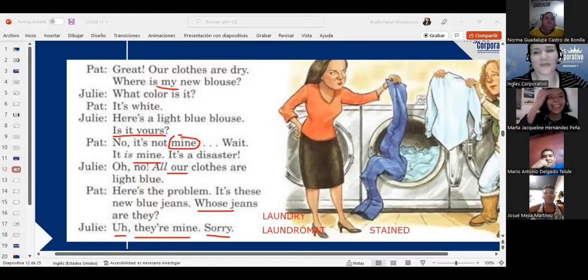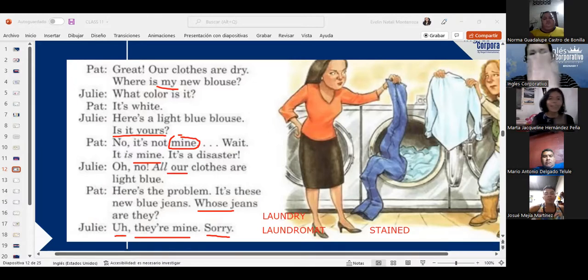One, two, three, action. Great, our clothes are dry. Where is my new blouse? What color is it? It's white. Here's the light blue blouse. Is it yours? No, it's not mine. Wait, it is mine. It's a disaster. Oh no, all clothes are light blue. Here's the problem. It's this new blue. Whose jeans are they? Oh, they're mine, sorry.